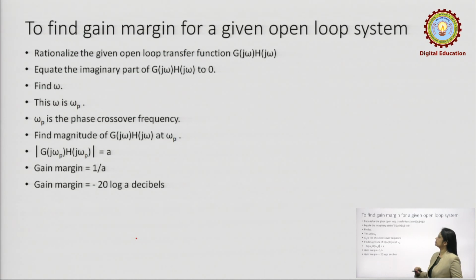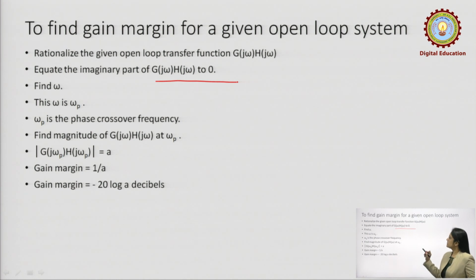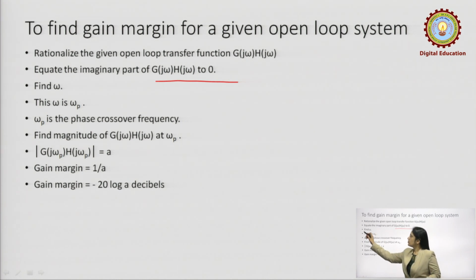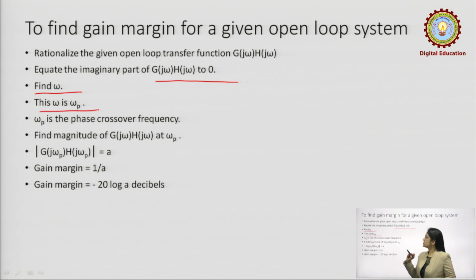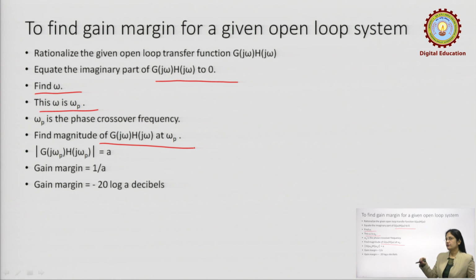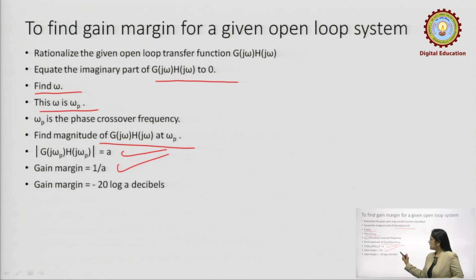So, these are the steps to find the gain margin. Rationalize the given open loop transfer function, equate the imaginary part of G(jω)H(jω) to 0 and find ω; that ω is the phase crossover frequency. Find the magnitude at the phase crossover frequency, and that magnitude is nothing but A. Gain margin is 1/A, and gain margin is -20 log A in decibels.